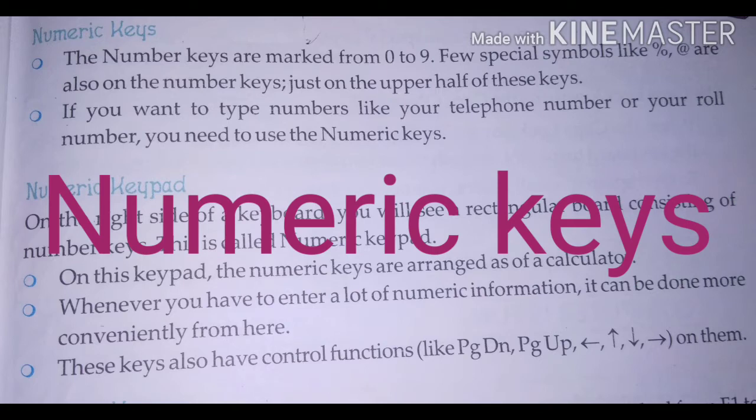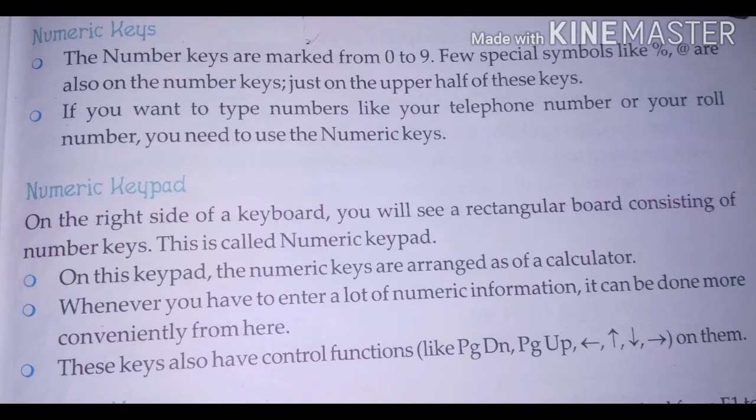Next heading is numeric keys. The number keys are marked from 0 to 9. Few special symbols like percentage and @ are also on the number keys, on the upper half of these keys. If you want to type numbers like your telephone number or your roll number, you need to use the numeric keys.